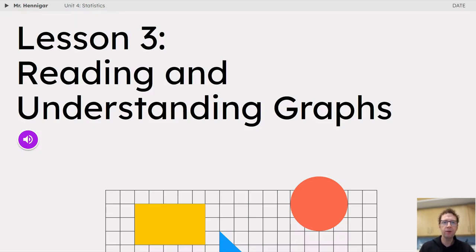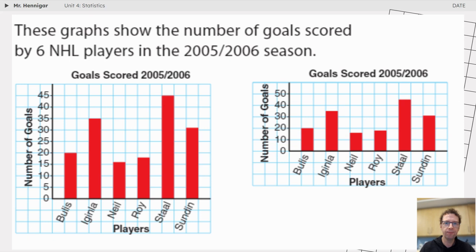So, for lesson three, we're going to be talking about how we can read and understand different graphs. So, let's jump right in. Here's two graphs to start with.